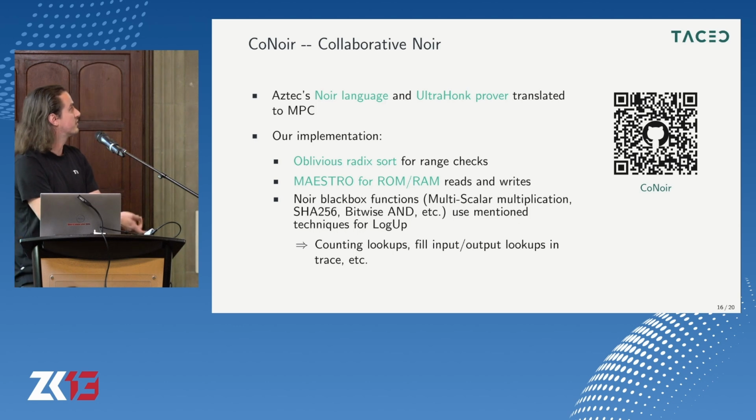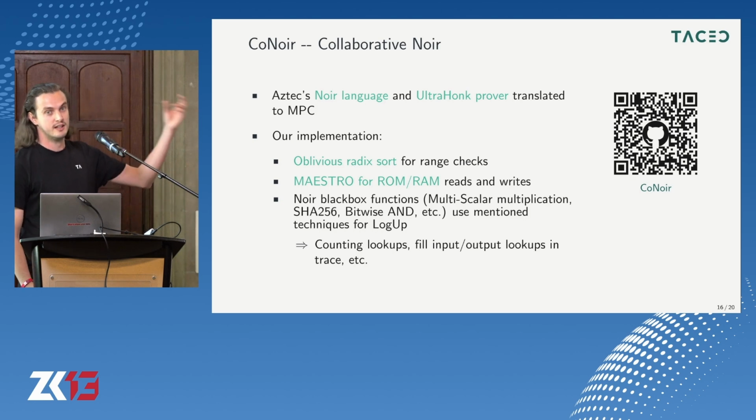So we have to count the lookups, fill the input-output lookups into the trace, and so on. How this looks in practice, for example, if we have a bitwise AND, we have to decompose these field elements. We do this via garbled circuits. Then we can do the bitwise operations there, and then we have to convert it back to the arithmetic shares.